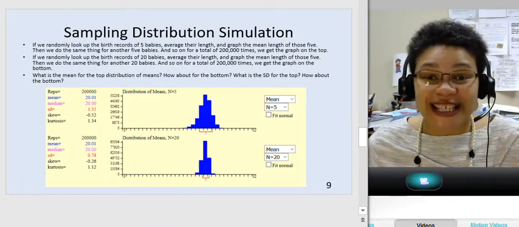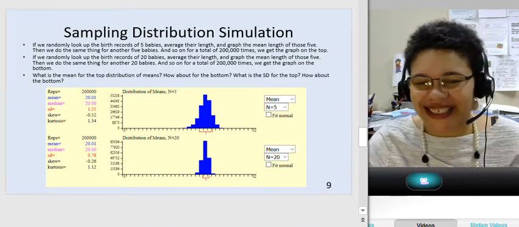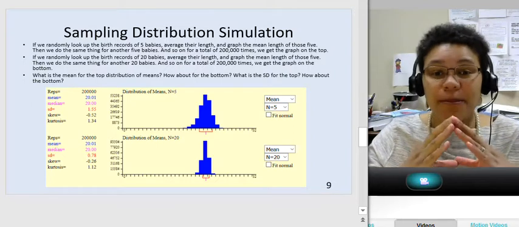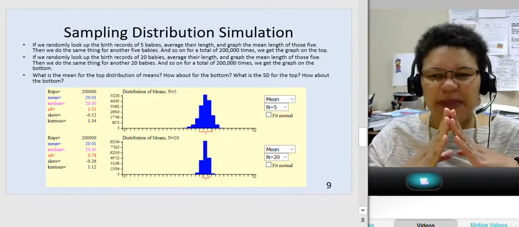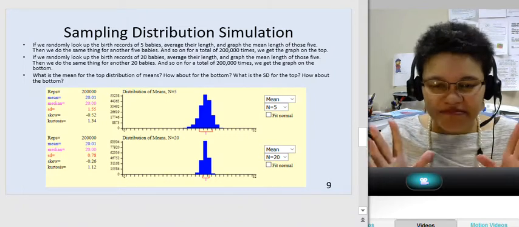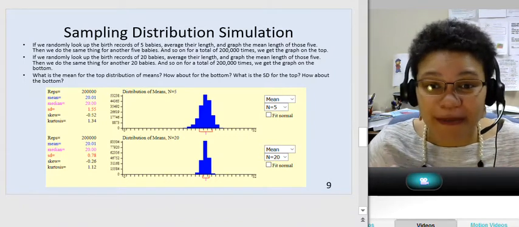If you said it's a normal distribution, you are right. Yes, symmetric, mound shaped. Okay, it's a little peaky. That's called kurtosis. It's a little pointy at the top, but basically symmetric, mound shaped.